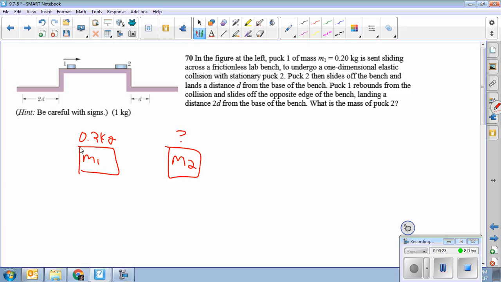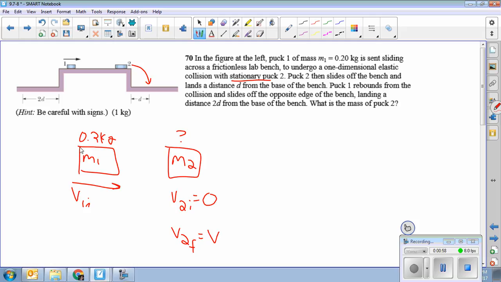All right? And what we know is that mass 1 is moving along, so the velocity of 1 initially is some number. We don't know what that is, but we know that it's going to collide with mass 2, which has an initial velocity of 0, right? It says it's stationary. All right? And then it says puck 2 slides off the bench and lands a distance d away. So the idea is when it went off of the bench, puck 2 had some final velocity. So let's just call that, say, v.